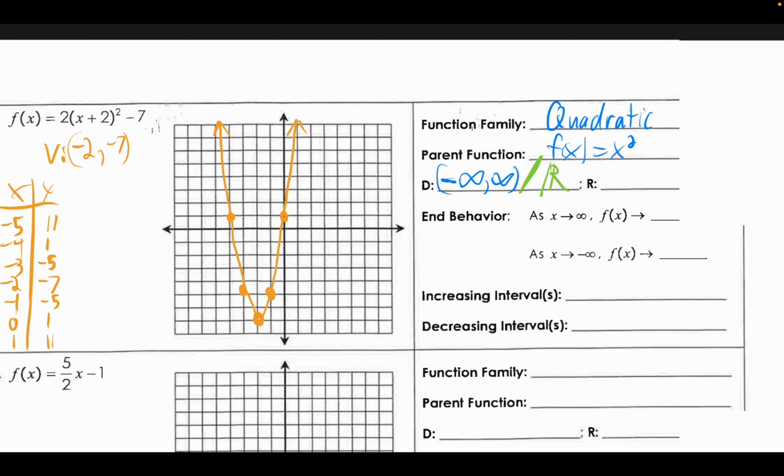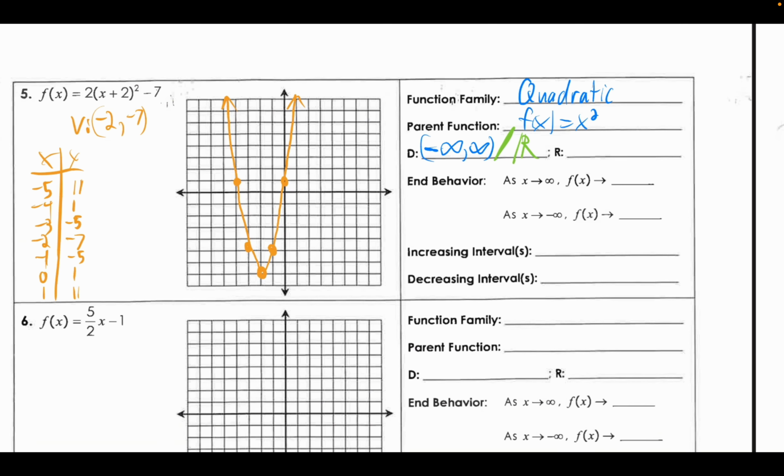Now I can continue with my range, noting that it's anything bigger than negative 7, so negative 7 to infinity. Or I could also word it as y is greater than or equal to negative 7. The end behavior, as x goes to the right or to the left, both, it's positive infinity. Y values go up forever. The increasing interval would be from the vertex to the right, so that is negative 2, comma infinity. And the decreasing interval is from the left to the vertex, which is negative infinity, comma negative 2.